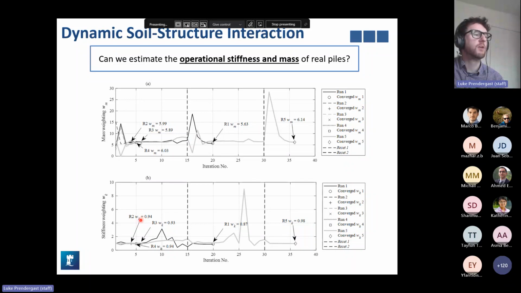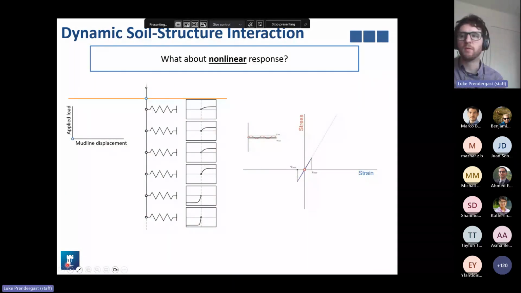In terms of the stiffness profile, we started off with a prediction from the small strain Young's modulus, and our converged data was approximately 0.94 times that. So that was a particularly close prediction across the board for the stiffness estimation. So that's just a little bit of dynamic soil structure interaction and model updating.